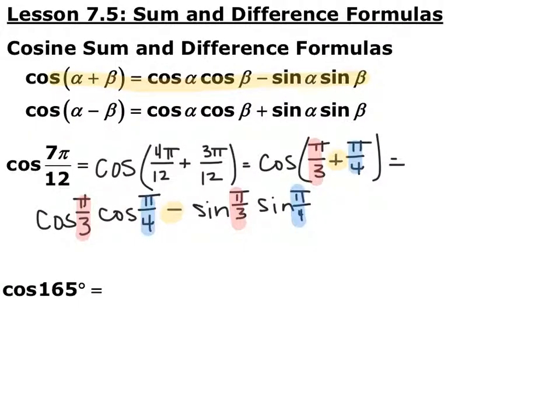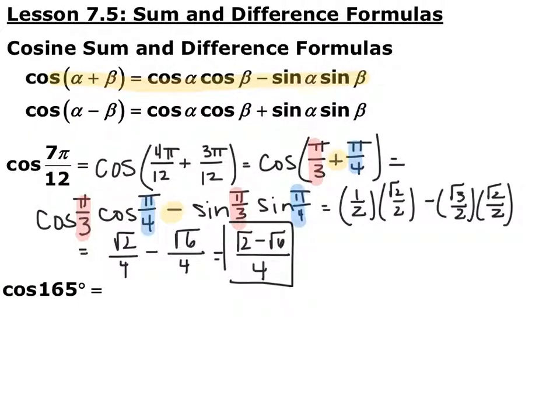And now I'm going to evaluate, using the ones from the unit circle that we know. The cosine of pi over 3 is 1/2. The cosine of pi over 4 is root 2 over 2. The sine of pi over 3 is root 3 over 2. And the sine of pi over 4 is root 2 over 2. Then if you multiply through, 1/2 times root 2 over 2 is root 2 over 4, and root 3 over 2 times root 2 over 2 is root 6 over 4. You can't combine the numerators at all, so it just becomes root 2 minus root 6 over 4.